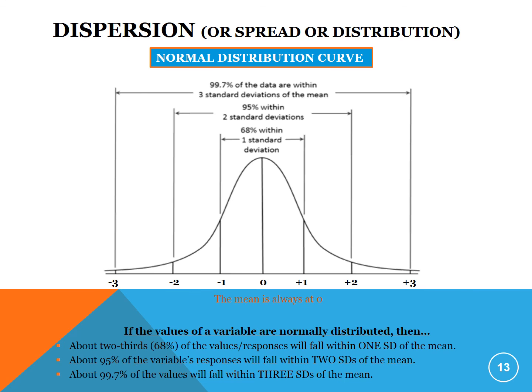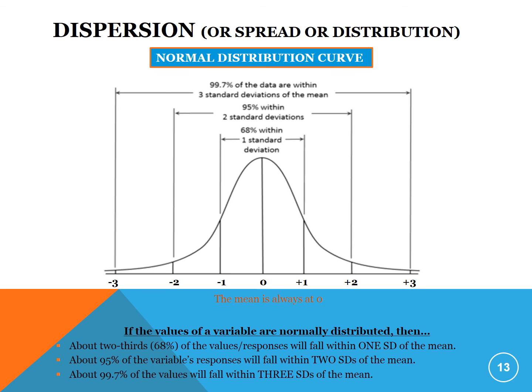And so one standard deviation away from the mean, to the left and to the right. To the left, it's about 34%. So at that -1 mark from zero, that's about 34%. And then the other half is the 34% from zero to +1. So that gives you a total of 68%. And I'm reading what you see there at the bottom: if the values of a variable are normally distributed, then about 2/3 or 68% of the values or the responses fall within one standard deviation of the mean.